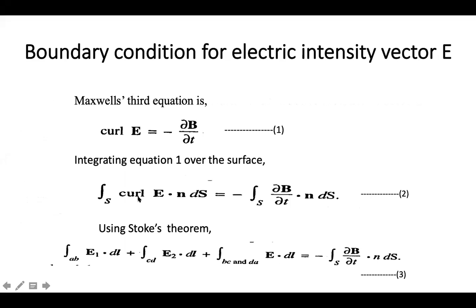And then what happens? We are getting it as minus integral over S of dou B by dou t dot dS. We can apply Stokes' theorem here because the surface integral has to be changed into a line integral. And you can see the line integral as E1 dot dl over the line AB, and over the line CD it is E2 dot dl, and over the lines BC and DA it is E dot dl, equal to minus the integration of dou B by dou t, n dot dS.